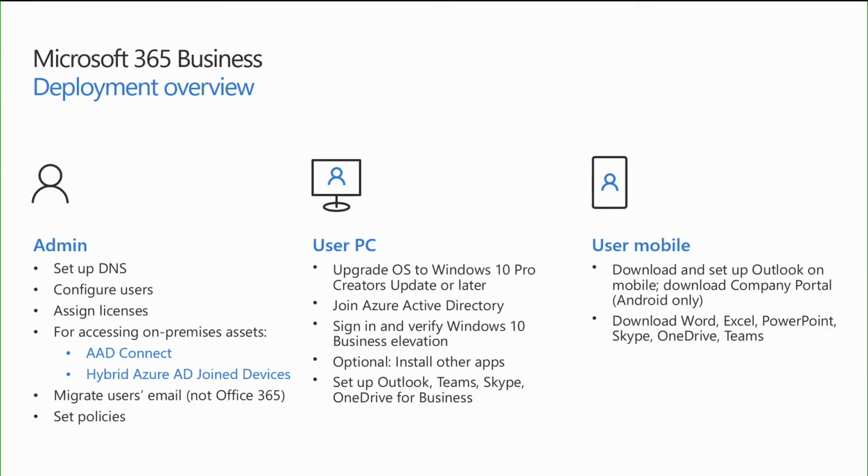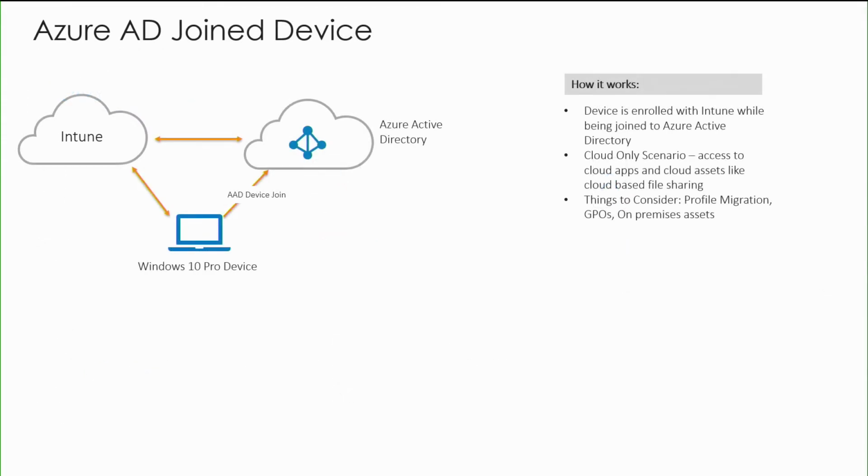As far as your mobile device is concerned, again, your user could download and set up Outlook. You can download the company portal if you wanted to, and you can download Word, Excel, PowerPoint, and other Office 365 apps that are available to install on your user's mobile device.